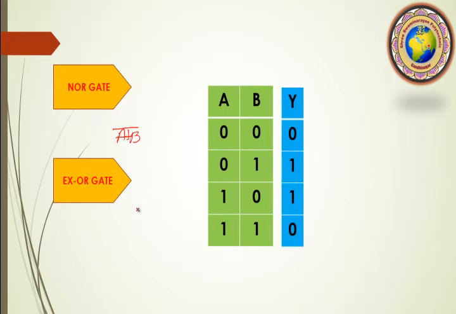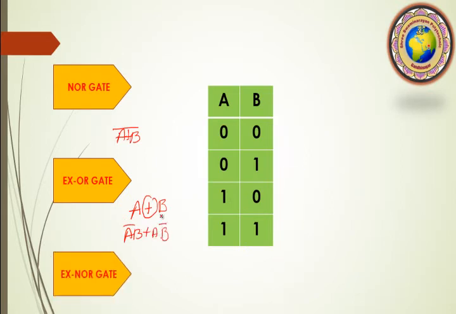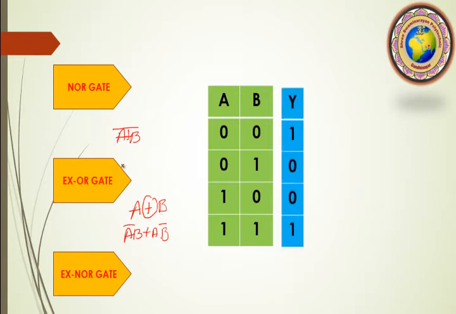Here for the XOR gate we have to know that it is A plus circle B, or we can also consider it as A bar B plus A B bar. Then the XNOR gate, the output is 1 0 0 1. It is only the complement of the XOR gate, meaning A plus circle B, bar. So this is our revision of the logic gates. Now we want to develop all the gates using only the NAND gate. Okay, let's start.